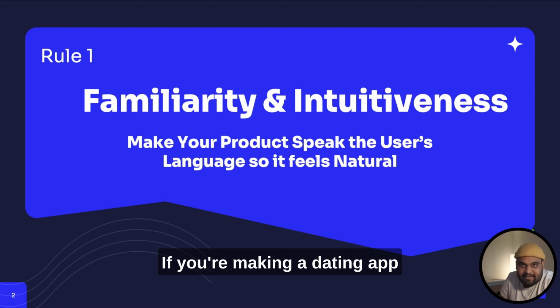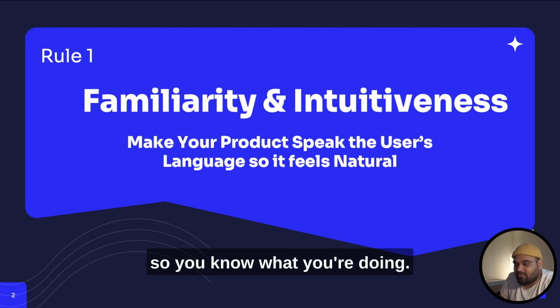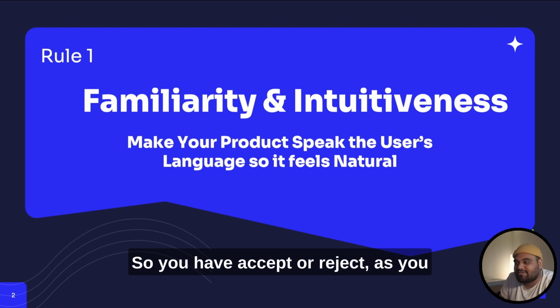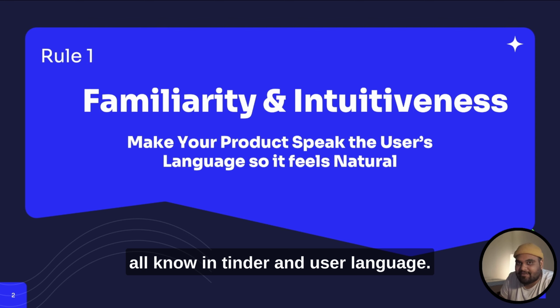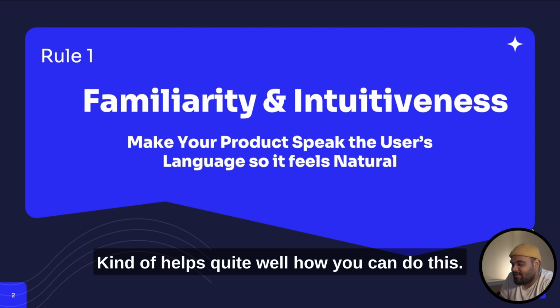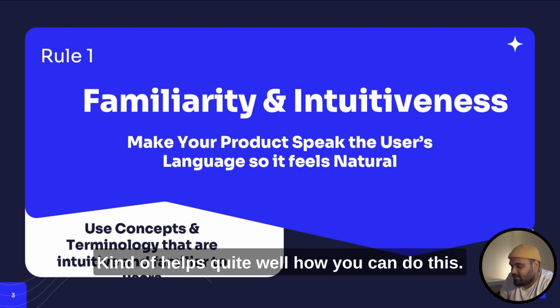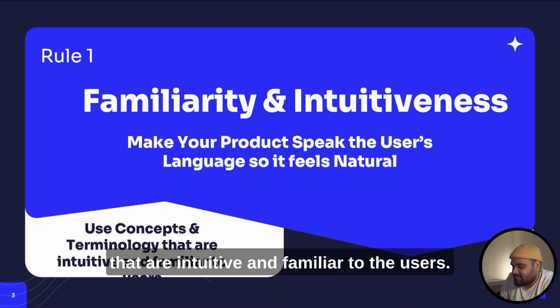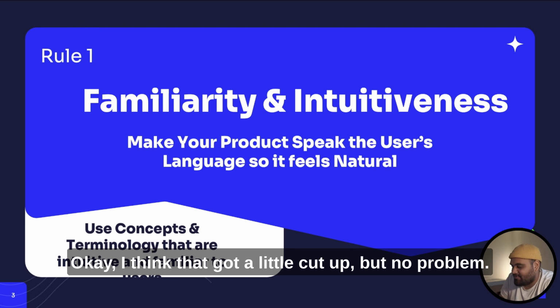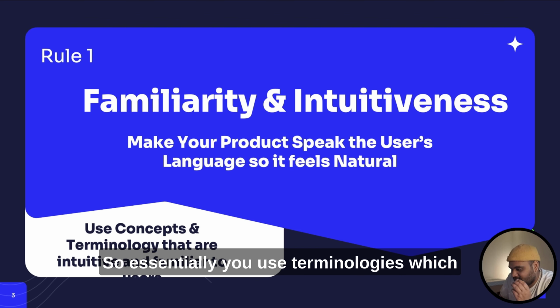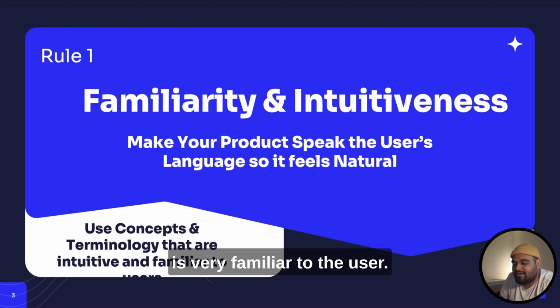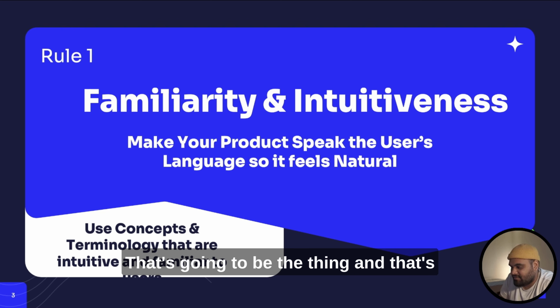If you're making a dating app, you know what you're doing, so you have accept or reject, as you all know in Tinder, and user language kind of helps quite well. How can you do this? You can use terminology that is intuitive and familiar to the users. I think that got a little cut up, but no problem. Essentially, you use terminologies which are very familiar to the user. That's going to be the main point over here.